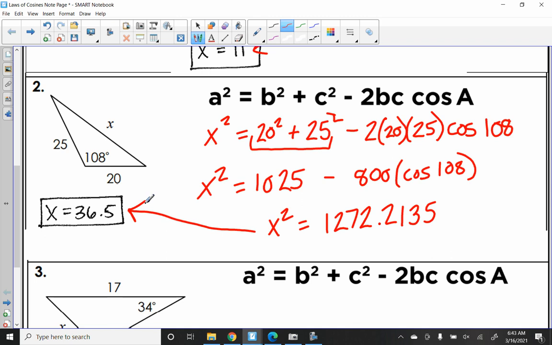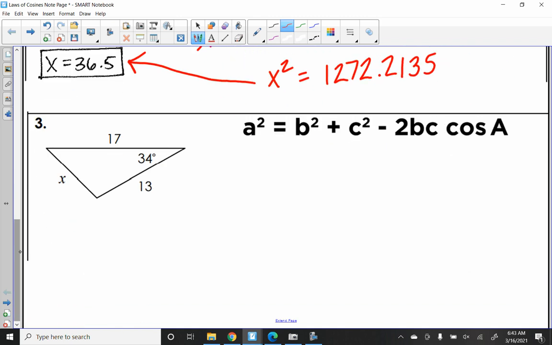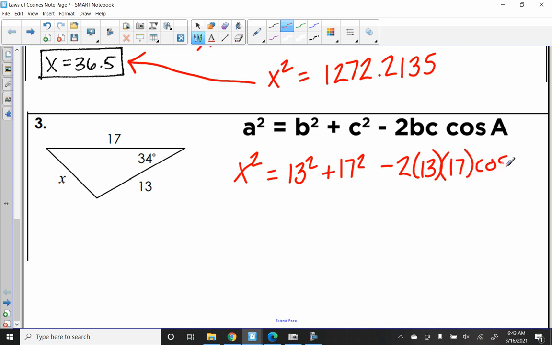Maybe I just put it in my calculator wrong. All right. So here is x squared equals 13 squared plus 17 squared minus 2 times 13 times 17 cosine 34. Hope it's pretty easy now.